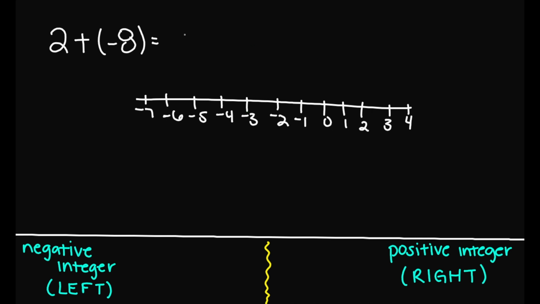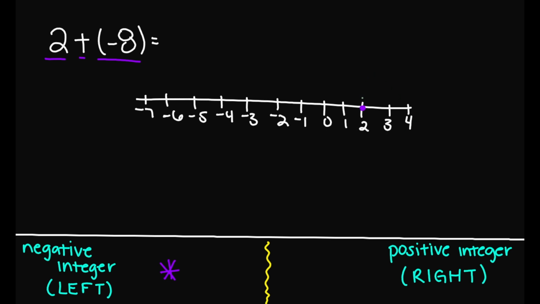First, I'm going to locate my 2, which is what we have here. So my positive 2 is right here on the number line. And I am adding a negative integer. Since I am adding a negative integer, that means I need to move to the left.